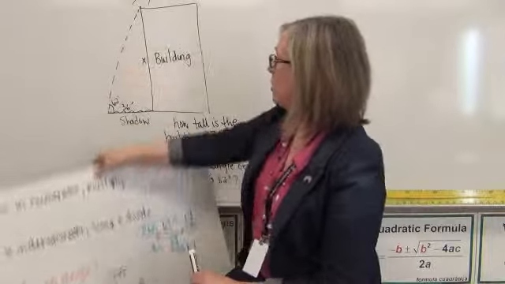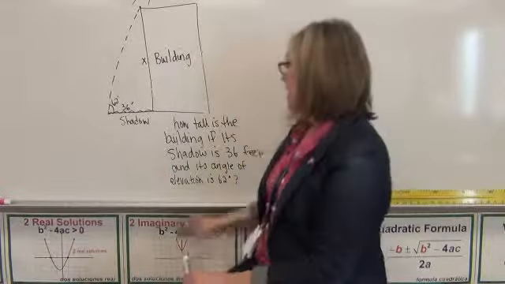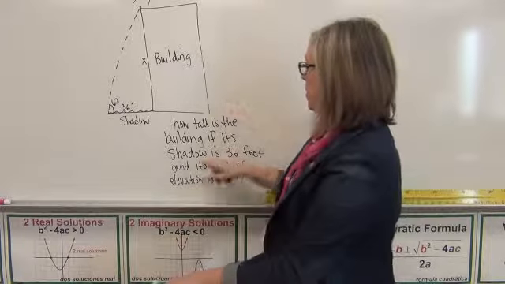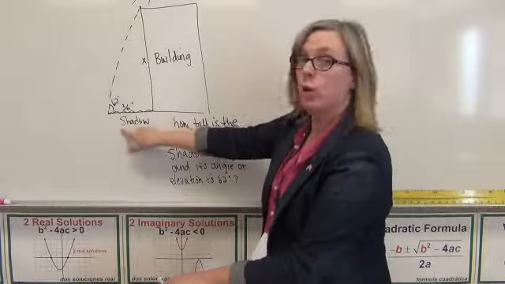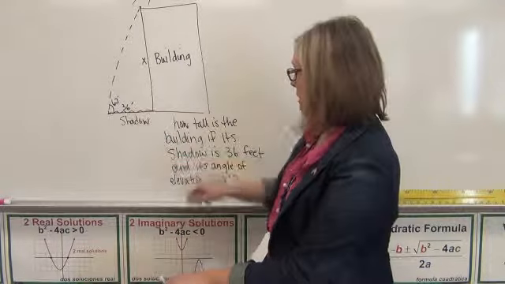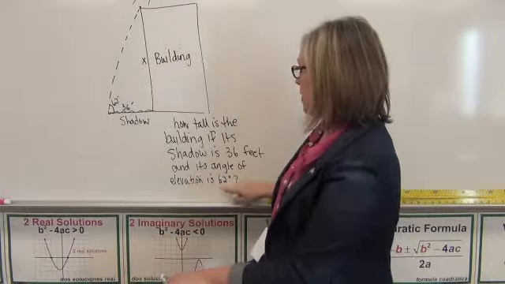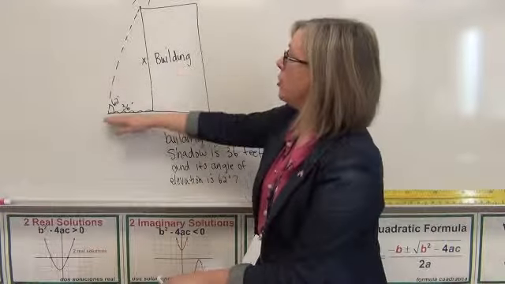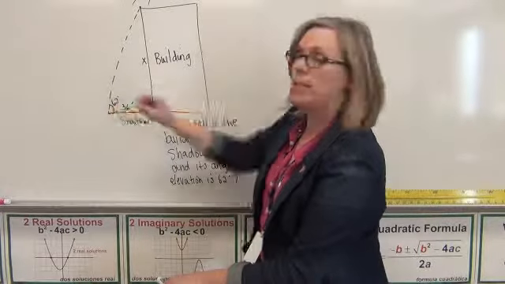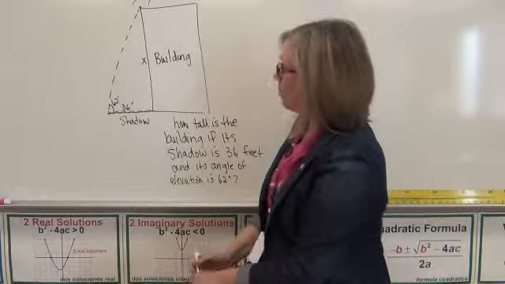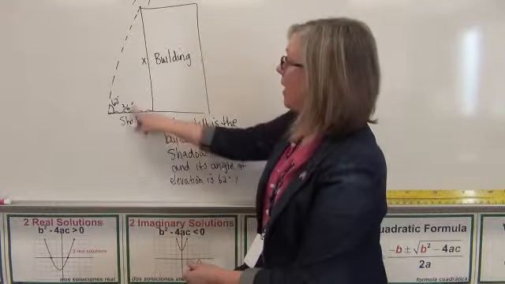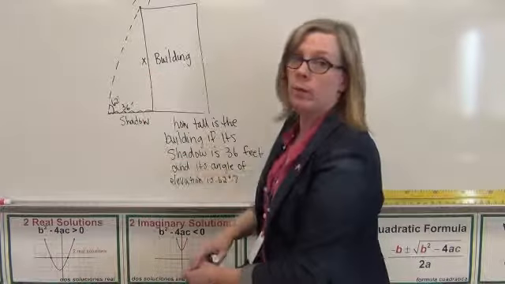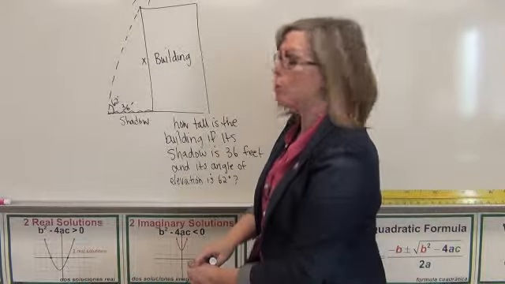Now, here's an example of a word problem. How tall is this building if its shadow is 36 feet? Here's its shadow, because shadows are always on the ground, and it's 36 feet. And its angle of elevation is 62 degrees. Elevation means it's going up. This angle is 62 degrees. So I have to write and solve an equation. So the first thing I notice is I only have one side, so I can't use Pythagorean theorem to solve it. So I'm going to have to use the trig.